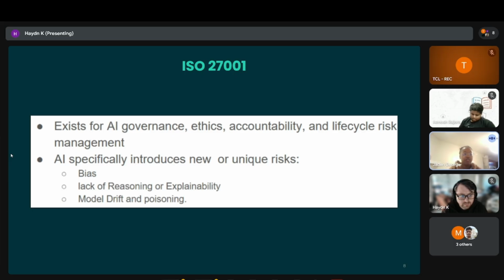So ISO 42001 exists to create formal management controls for AI. Because AI systems are unique and they learn from data, and behavior can change over time, it makes traditional governance models inefficient. And so AI specifically introduces new or unique risks, or risks that already existed, but they show up in a unique way. For example, there's bias that can happen, a lack of real reasoning or explanation for what the outputs are, and model drifting or poisoning.